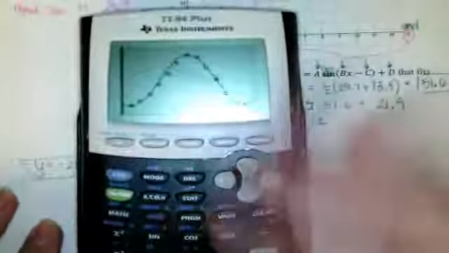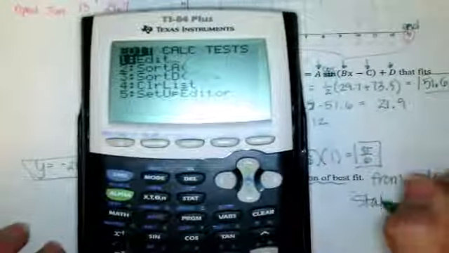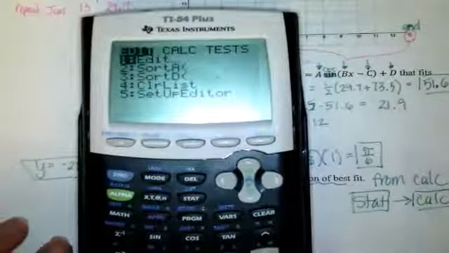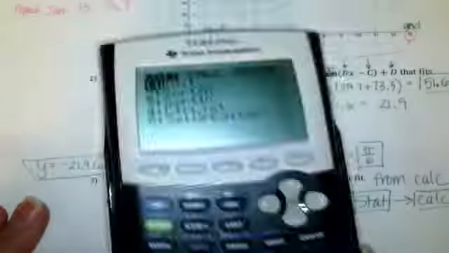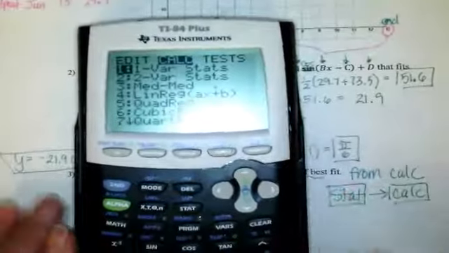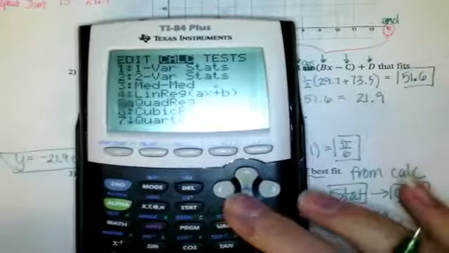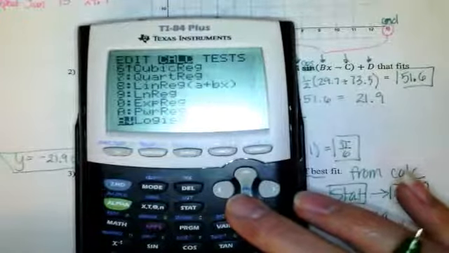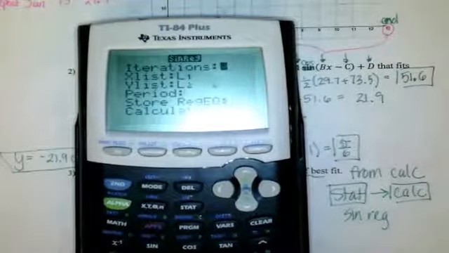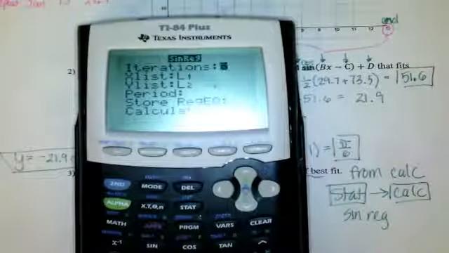All right. If you didn't get this picture, don't worry. Go back to stat and arrow over to calculate, because you are going to calculate a sine regression, is what it's called. So arrow over to calculate and then arrow down to sine regression, sine reg. Just arrow down all of these, sine regression. Hit enter. It's walking you through a menu. It tells you which lists we're using. So just hit enter.